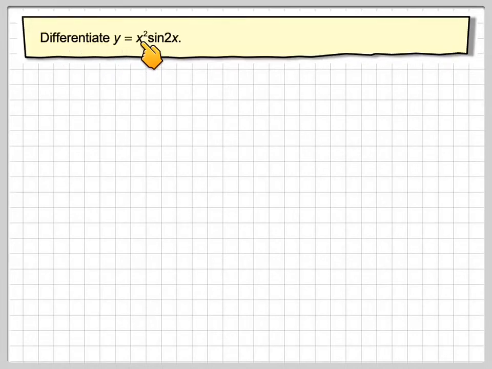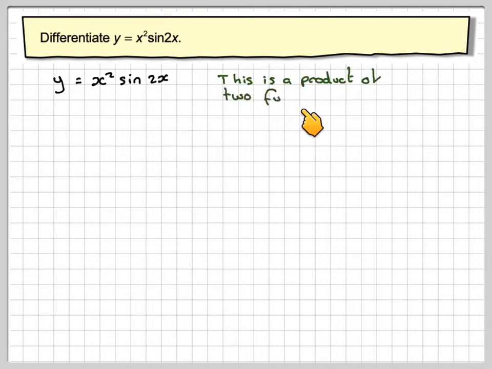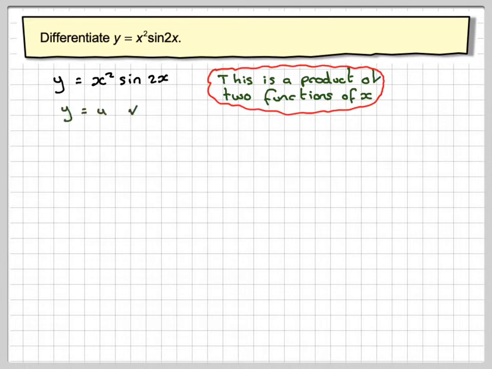Differentiate y is equal to x squared sine 2x. So we've got y is equal to x squared sine 2x. Now we need to recognise that this is a product of two functions of x. Therefore we need to use the product rule.